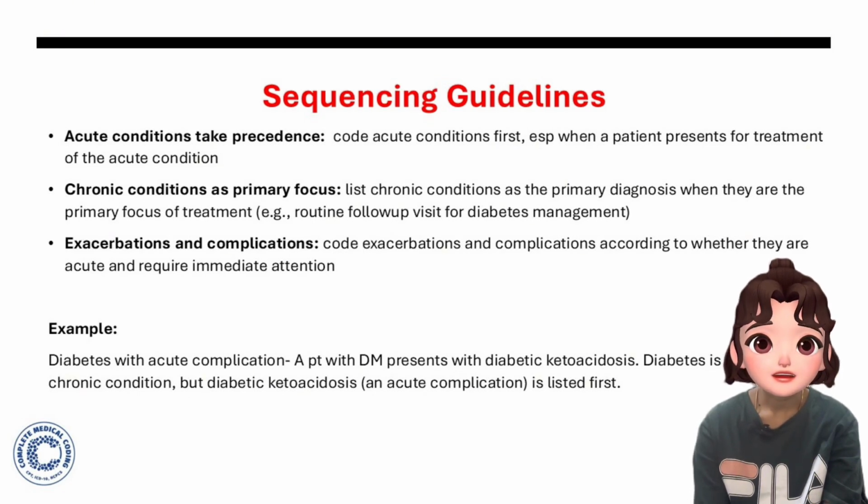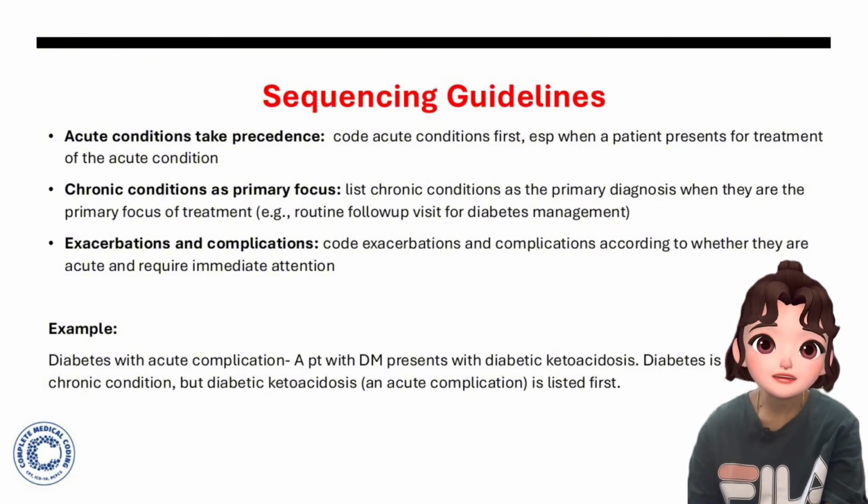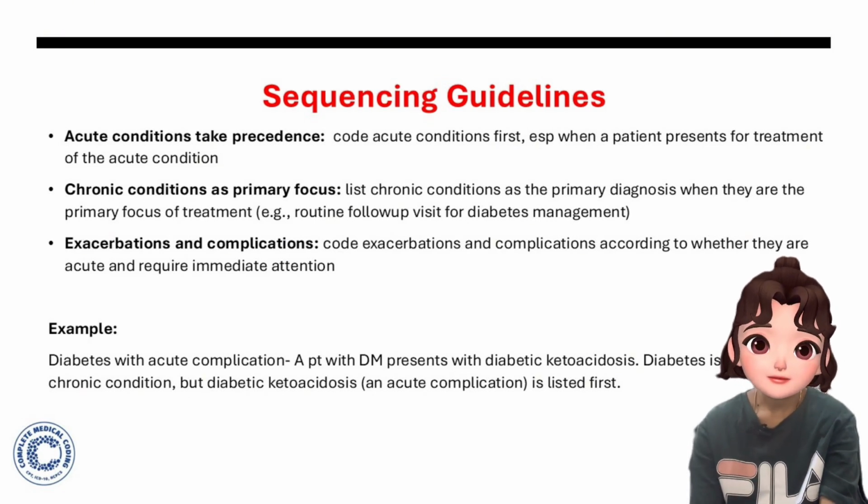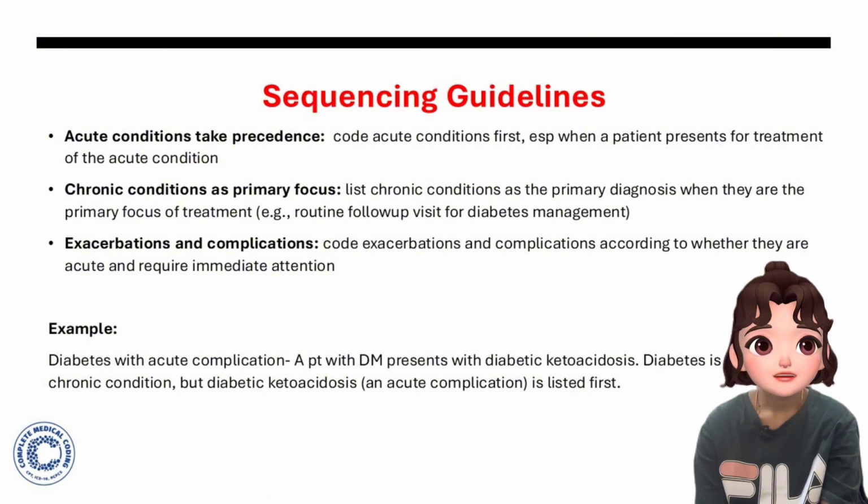Whenever the chronic condition is the primary focus of the treatment. Like for example, the patient is here for a routine visit for his DM. Then for his diabetes checkup, the routine follow-up visit for DM or hypertension or whatever it is, you have to code that as the primary diagnosis, along with any other condition the patient is having, which you can code also.